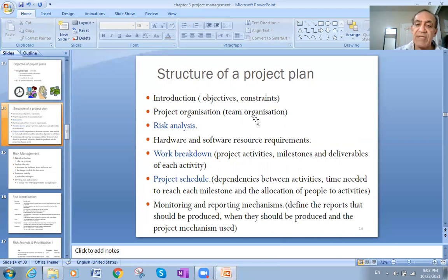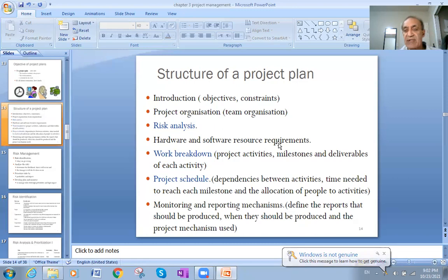Project organization, team, the team who I have, the team who will work with me. We have risk analysis, and we will cover the risk analysis in the mathematical part of these lectures. Hardware and software resources requirements. Of course, any kind of project must have the hardware and software resources. Software are the programs and computers and the people who will work on the software. Hardware and the other things are tangible and you can touch them with your hand. Software is intangible, you cannot touch it, but hardware is the solid stuff that will help for creating this project plan.